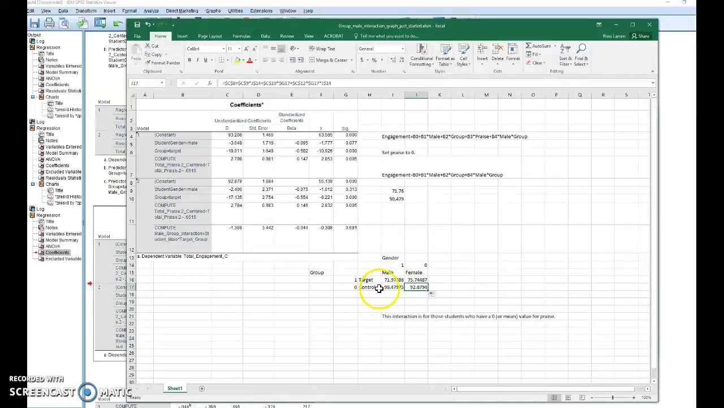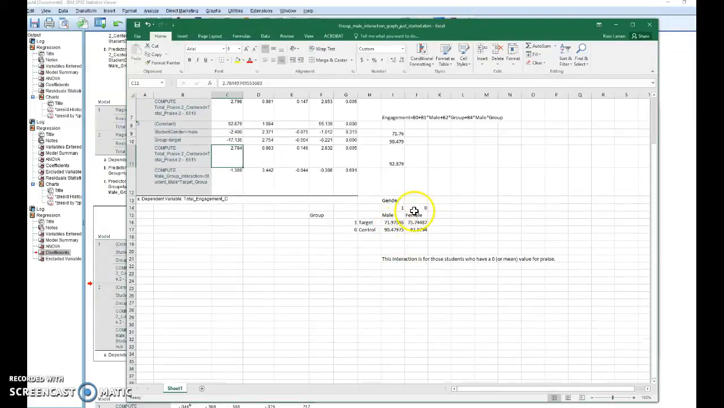So this is when you are in the control group and you're female. What's your score then? That's going to be equal to the intercept, 92.879, plus, well, my gender, male, is 0, so that term vanishes. My group is equal to 0, so that term vanishes. And my interaction term is going to be this beta 4, this negative 1.369 times male, which is 0, times group, which is 0. So that term vanishes. And lo and behold, I get exactly 92.879. So the constant is the predicted value for those who are female in the control group and who have a mean level of praise, just like the intercept always is.